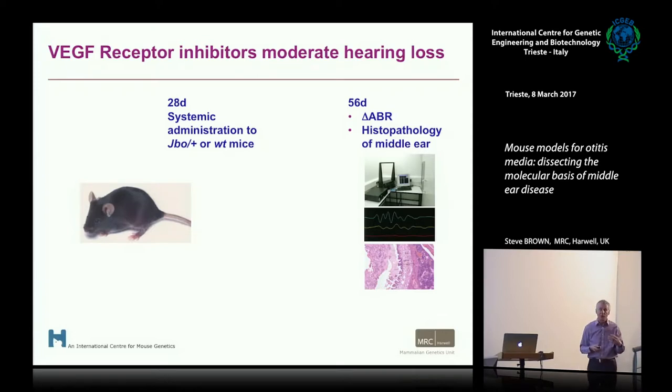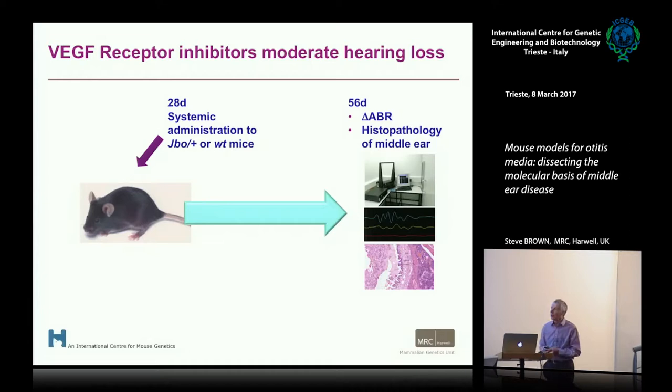But suffice to say that for our experiments in mice, this was a straightforward way to go initially. So we wanted to administer these drugs systemically to our mutant mice, and then ask the question, once they'd been administered, how did their hearing develop between 28 days and 56 days? Because during that time, the chronic otitis media is developing, their auditory thresholds are deteriorating. They're obviously getting a major inflammation in the middle ear. They're producing exudate into the middle ear space.